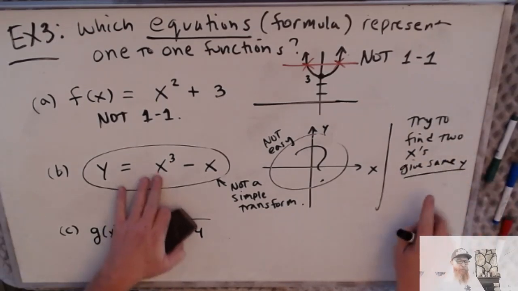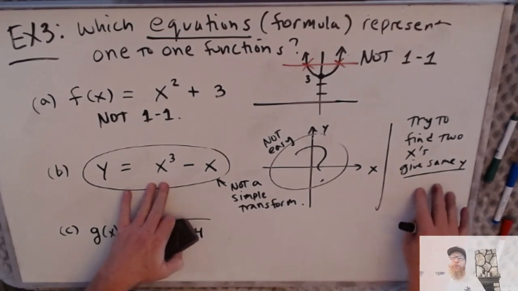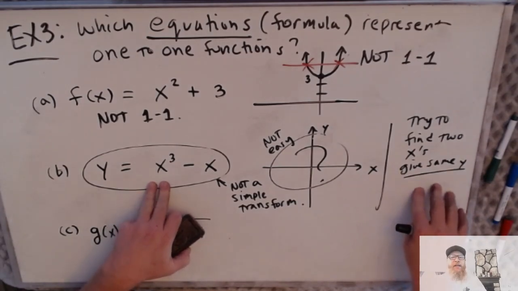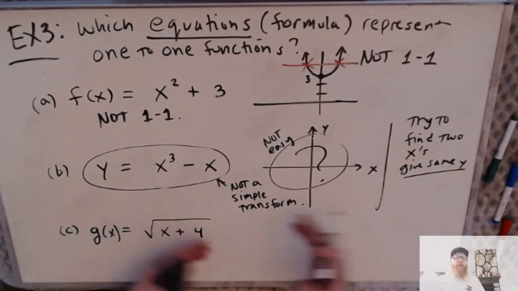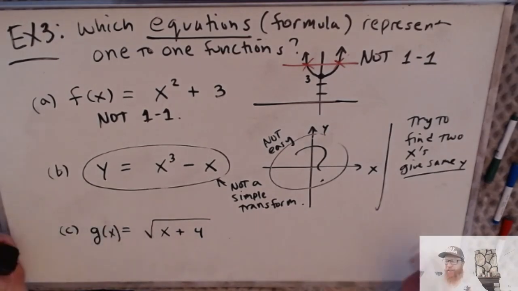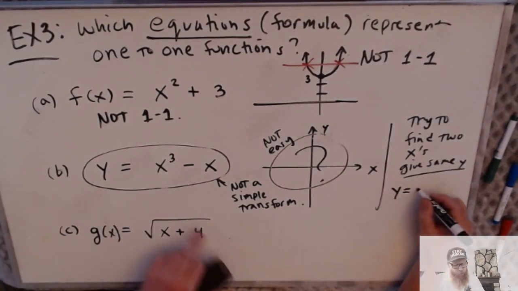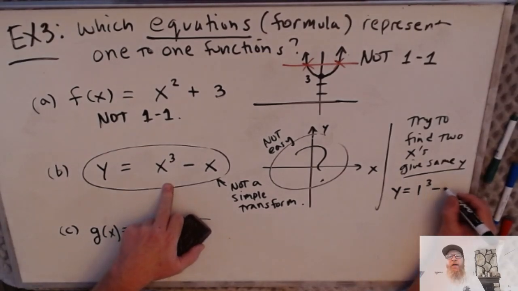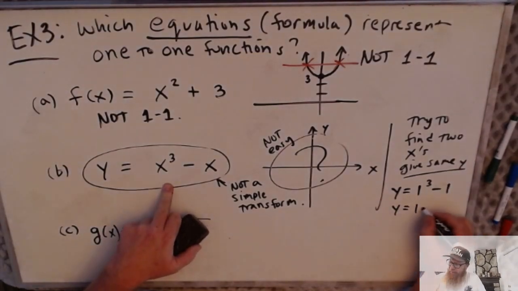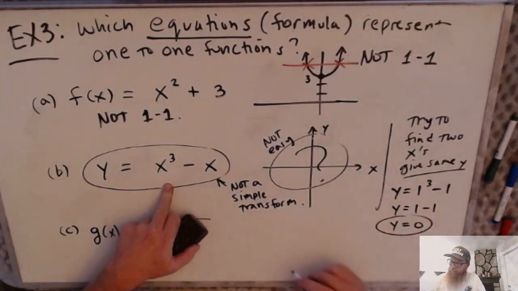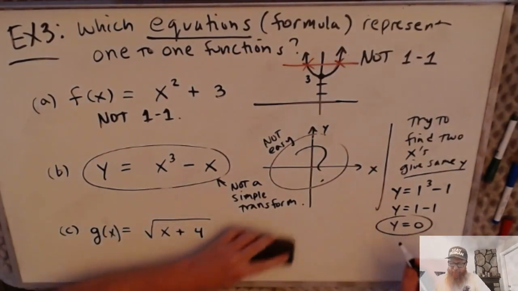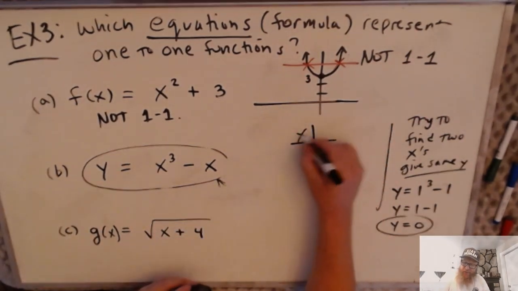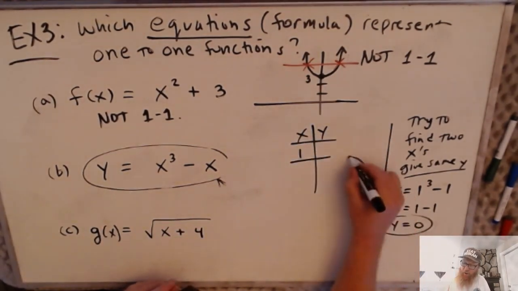And when I give you these problems in this section, it should be relatively simple to find two different x's. Let's try 1 and -1, or 1 and 0, or something like that. Something relatively simple. So let's try 1. We got 1 cubed minus 1. That gives us 0. Yeah. So on my table of values, I've got x is 1 and y is 0.